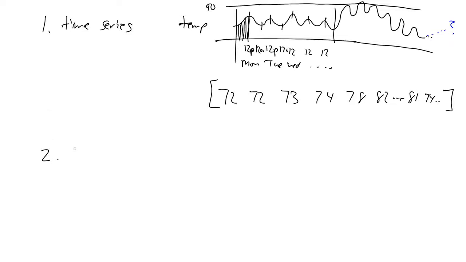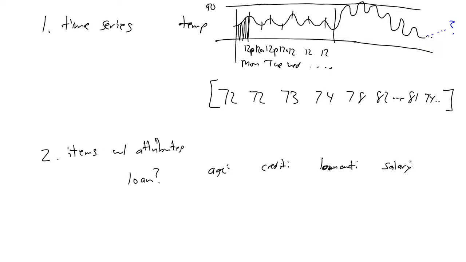Another thing that's used is items with attributes. I mentioned some examples of that before; let me give you another one. Suppose I'm giving loans to somebody, and I want to say, is this person going to default on their loan if I give it to them? Maybe I want to collect some information about them. I need to know their age. I need to know their credit rating. I need to know the loan amount they've requested. I need to know their salary, so whether they can pay it back. Maybe there are some other things here.